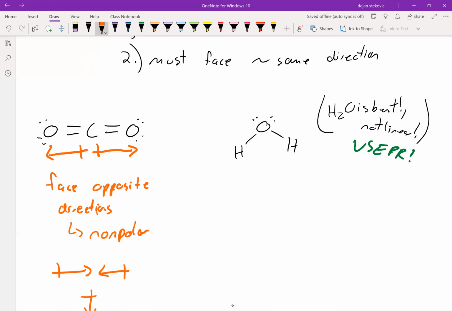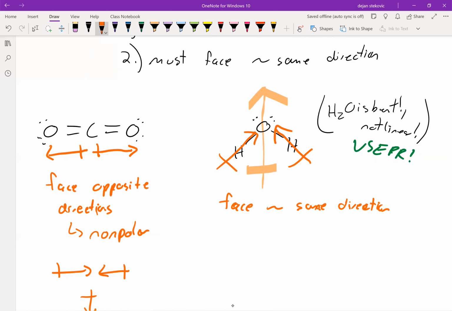If we draw our dipoles like this, we've got one pointed toward the oxygen because it's more electronegative, and then another one pointed up towards this oxygen. What you can see here is that they face in approximately the same direction. There will be some canceling out, but overall, they're both pointing in an upward direction. So they face in approximately the same direction. Thus, this molecule is polar, and water is indeed polar. That's a very important thing to know. Please know that water is indeed polar.